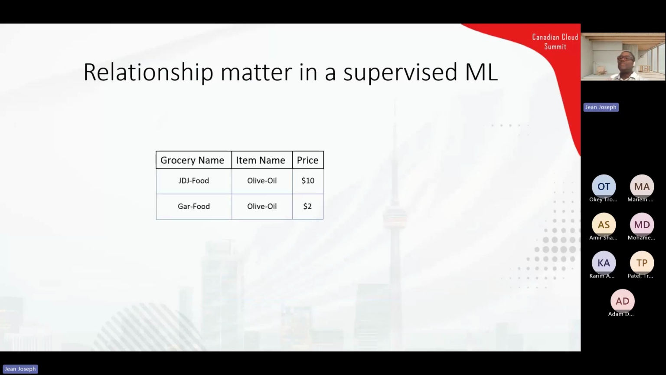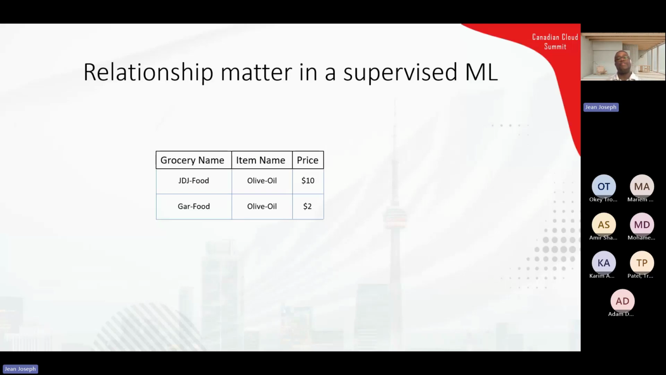Consider we have two grocery stores selling the same product, which is olive oil. One of them is selling it for $10, as you can see on the screen, and another one is selling that same product for $2. One is 10, one is 2. Where would we buy it? I'm pretty sure you are guessing we'll get it from Gear Food, because Gear Food is selling it for $2, and they have the same quality, made by the same manufacturer.